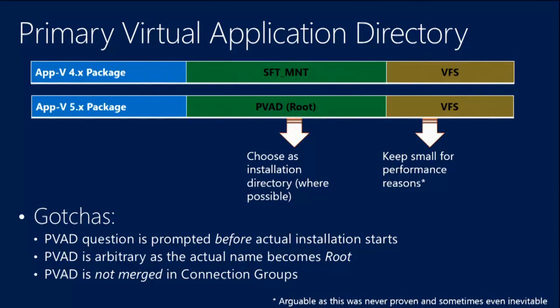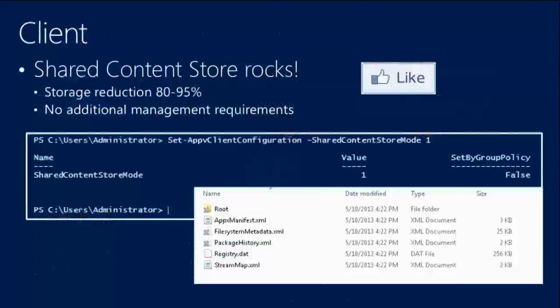And the last one, and that's also a tricky one, is that the primary virtual application directory doesn't get merged when you create connection groups. Now this depends on how your applications are looking at each other. Because if they find their way through registry or anything, they will find their application in their files and those kind of things. But if it's any other way, so if it wants to browse down directly to the PVAD, the application just won't work. So these are some of the tricky things that we run into with the directory.